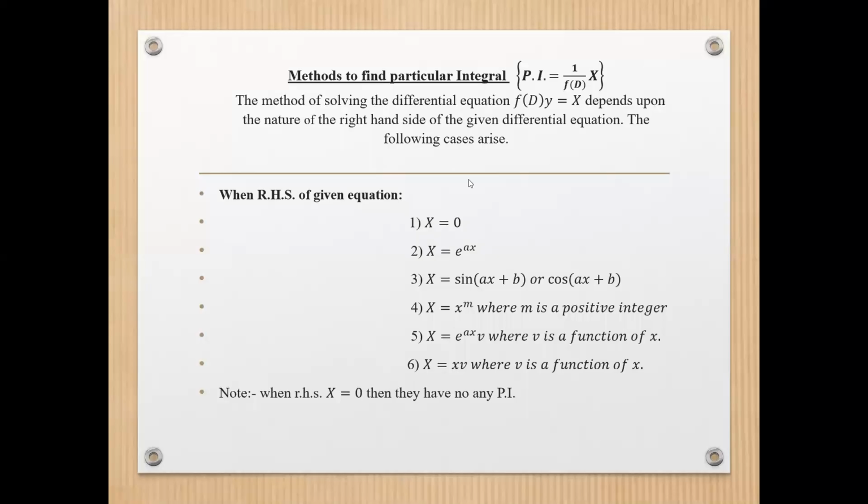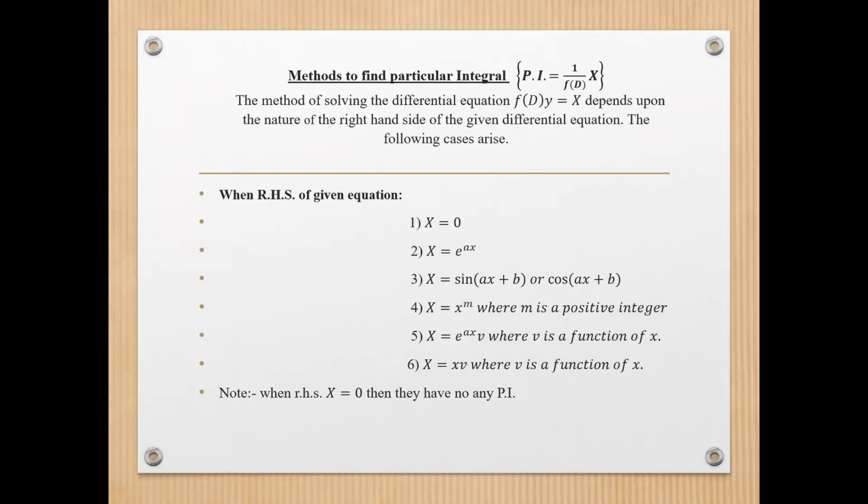In this lecture, now we see methods to find the particular integral, P.I. in short. The definition of particular integral is P.I. is equal to 1 upon f of D into X. As you know, this is the linear differential equation with constant coefficient, f of D y is equal to X.